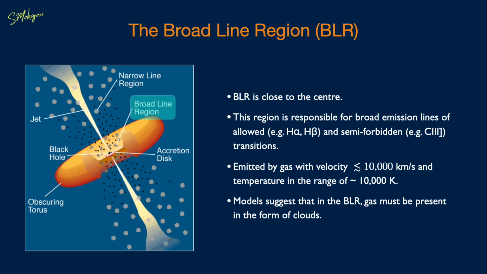The broad lines provide clues to the density and temperature of the gas found here. Note that only allowed and semi-forbidden transitions are possible in the broad line region. Sophisticated analytical models have now made it possible to calculate the total volume of the broad line region and the volume of the emitting gas. The ratio of these two suggests that the emitting gas fills up less than 1% of the total volume of the broad line region, implying that the emitting gas must be present in the form of clouds.